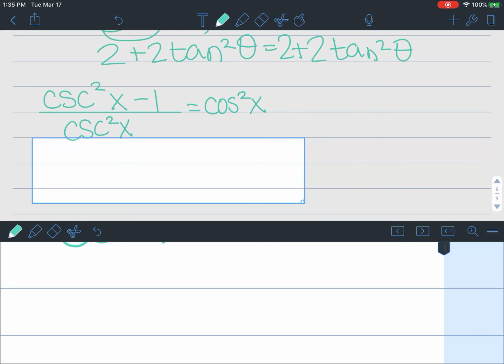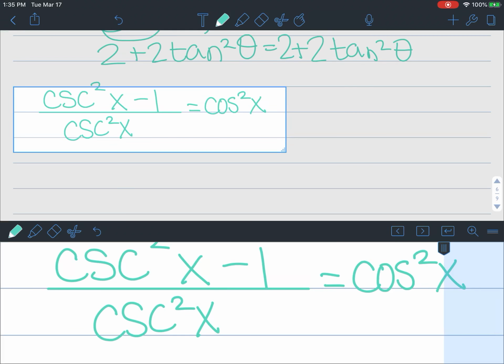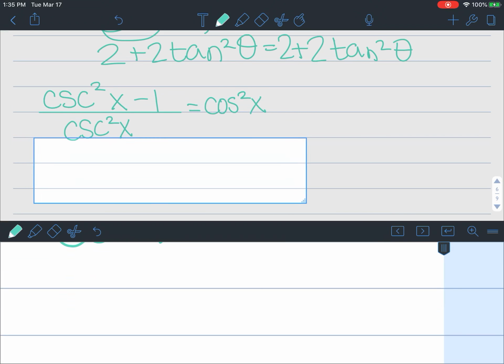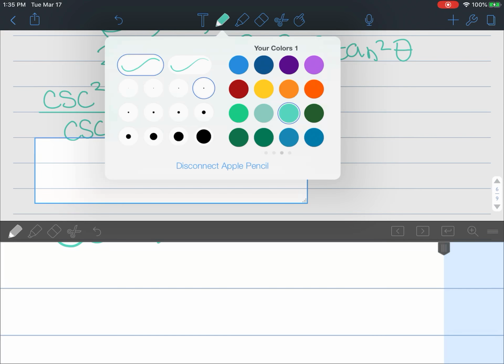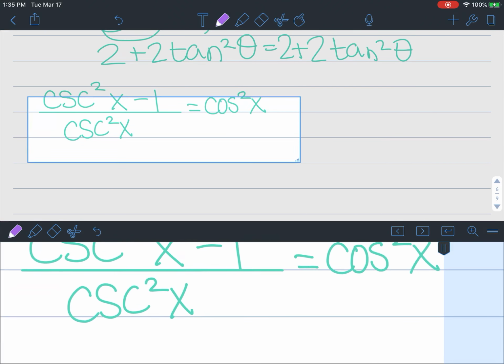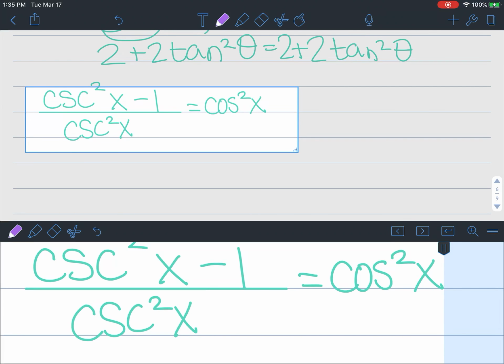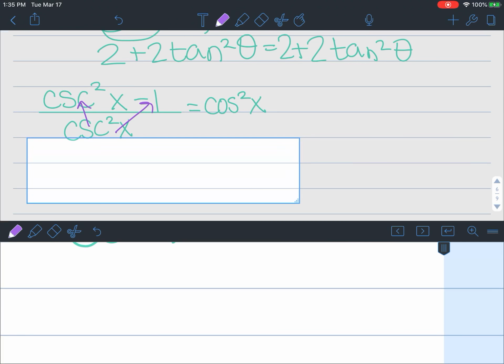So I'm wondering if you see anything we can do here. I see a couple of different things we can do actually, but I wonder what you see. So what I see here is to turn this fraction into just one term. Actually, no, I lied. That's not true, but I'm going to separate this fraction into two fractions.